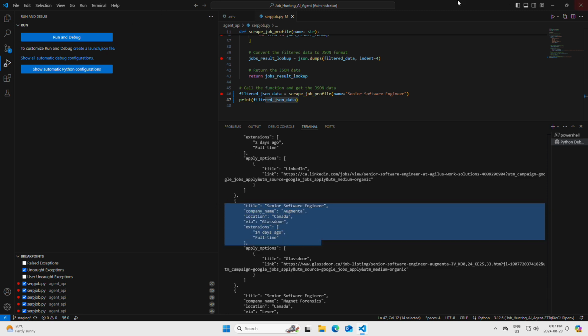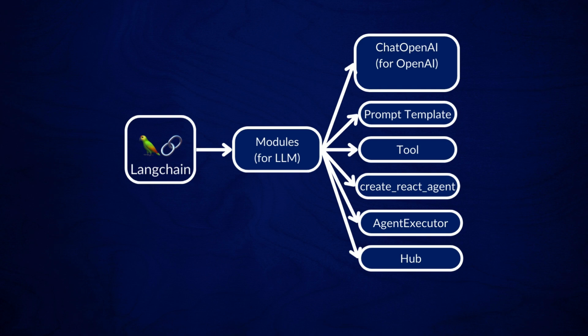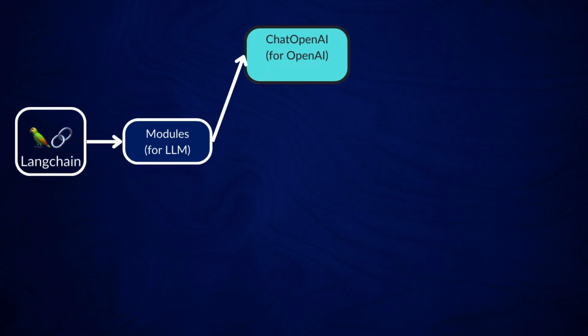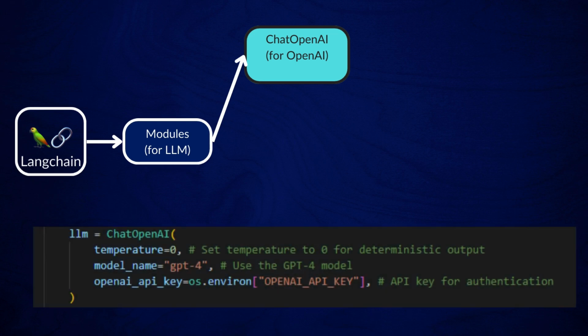Before we jump into the job agent script, let's go over some foundational components that are key to how our system operates, especially those from Langchain. ChatOpenAI is a Langchain module that allows us to interact directly with OpenAI's GPT models. It handles the communication with the language model, setting parameters like temperature to control how creative the AI should be. In our script, it's set to 0 for more deterministic, reliable answers, which is perfect when you need structured outputs like job listings.